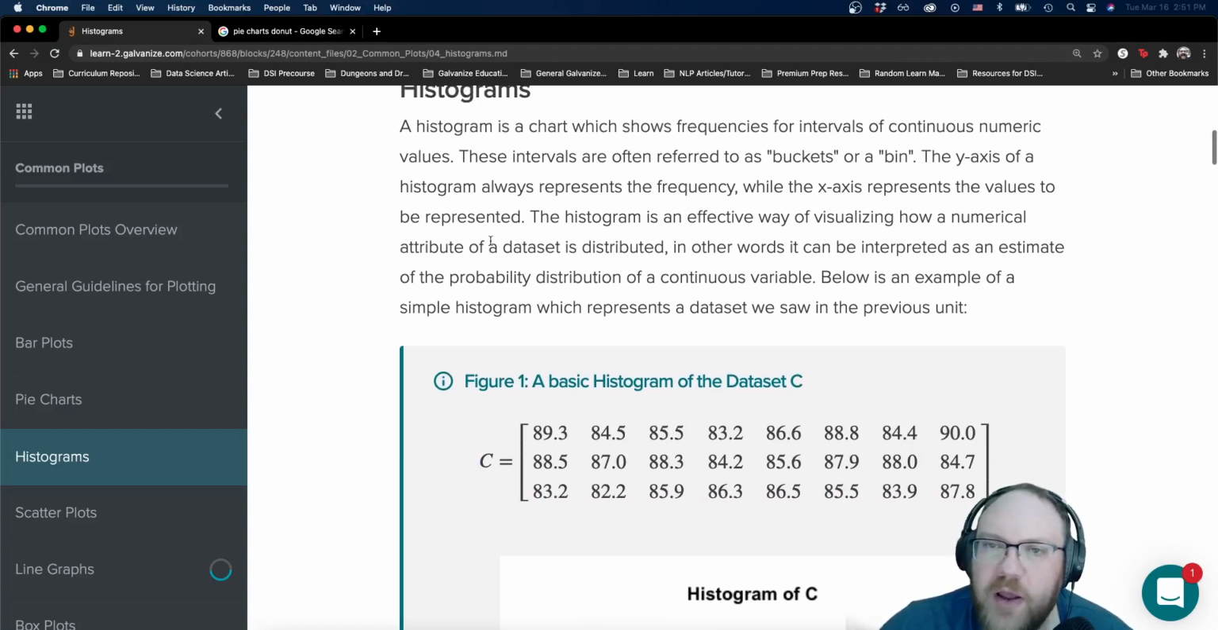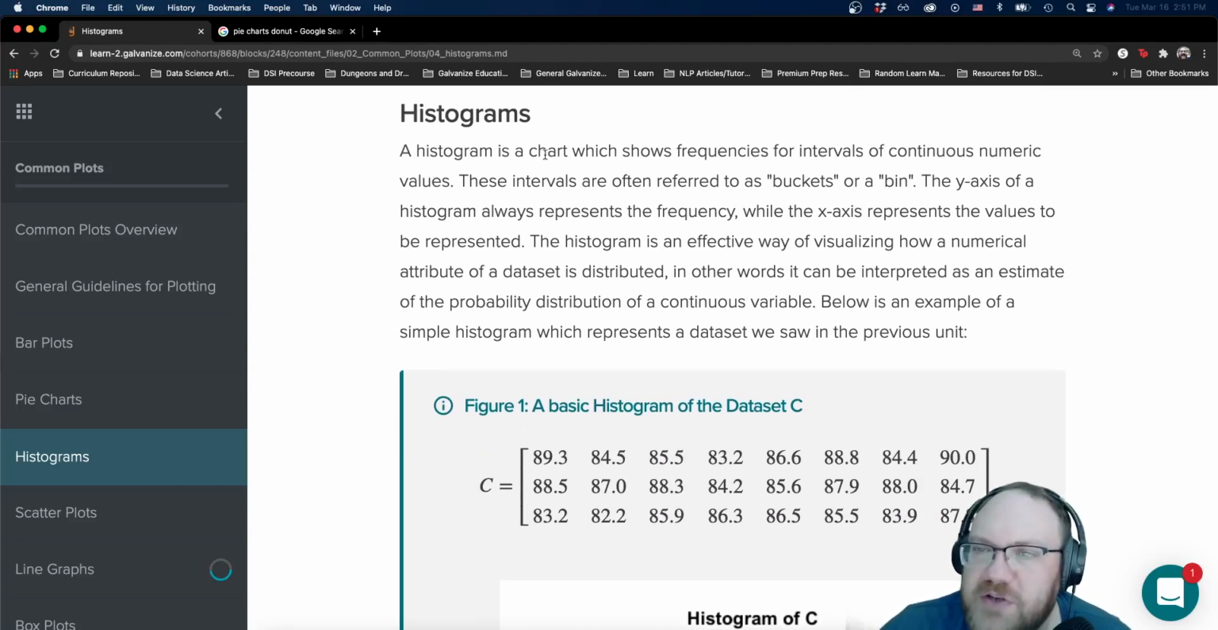But before we jump into that, let's say, what is a histogram? It's a chart which shows frequencies. Almost always on the y-axis you're going to see frequencies. Sometimes you'll see proportion or probability, but typically frequencies when we're talking about histograms. And we're talking about intervals of continuous numeric values. A lot of times people will say we put things into buckets or into bins, and we see how big those bins are. How many items are in each bucket, each bin? What is the frequency of values in each bucket or each bin?